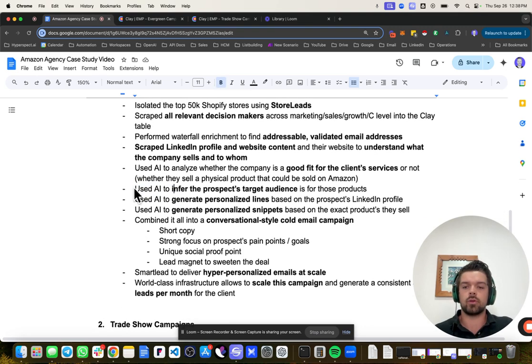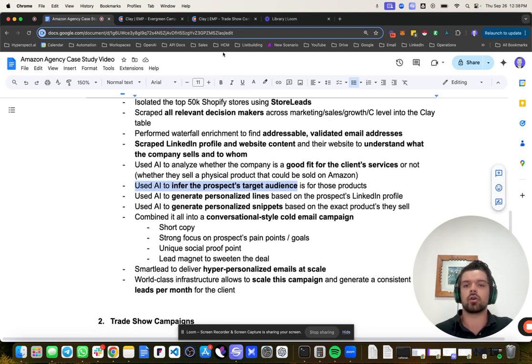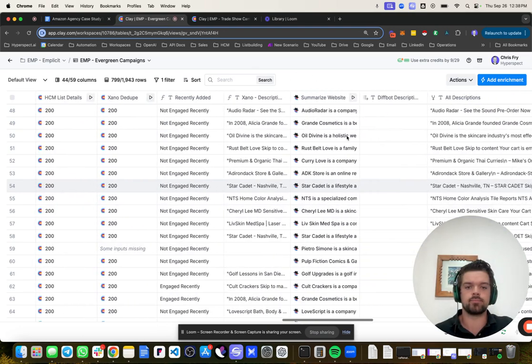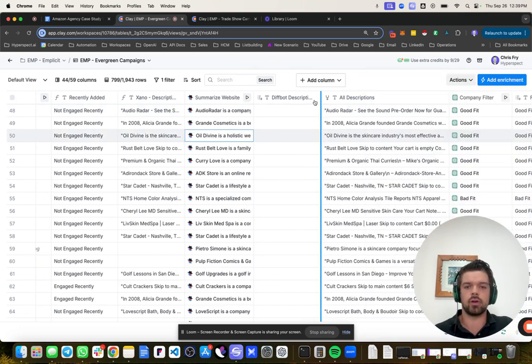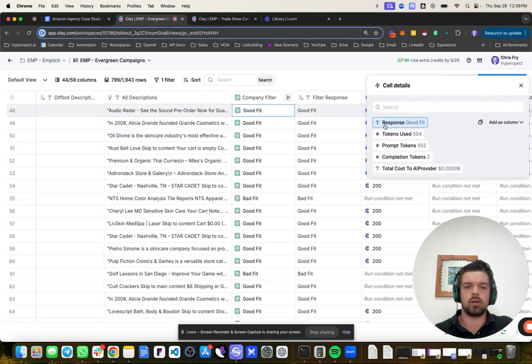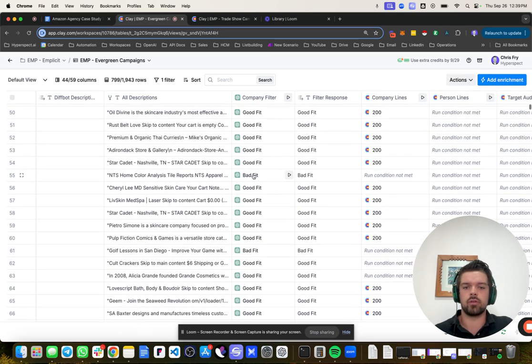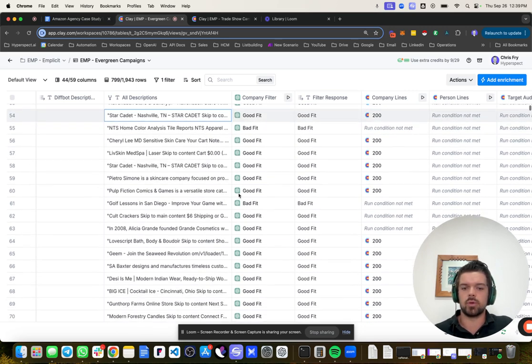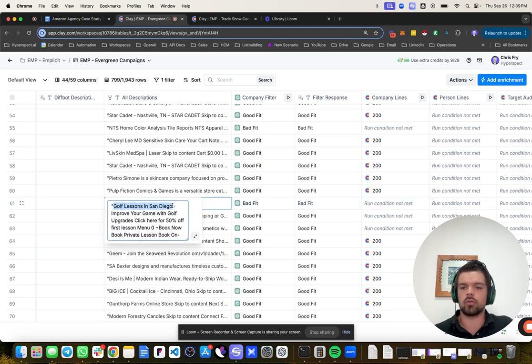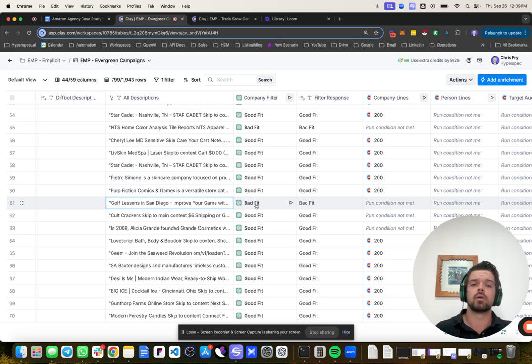Next step is we used AI to infer the prospect's target audience. And so we'll just take a look at that. I'm going to skip ahead here. This is where we scrape the website for each company and figure out what they do. Here we analyzed whether this company was a good fit. If we look at this bad fit, there's not a lot of information there. But here, this company sells golf lessons in San Diego, right? Not exactly something that you can sell on Amazon. And so we kicked out that company and marked it as a bad fit. All this happens before we even send the campaigns, and it's a very important step in the process.